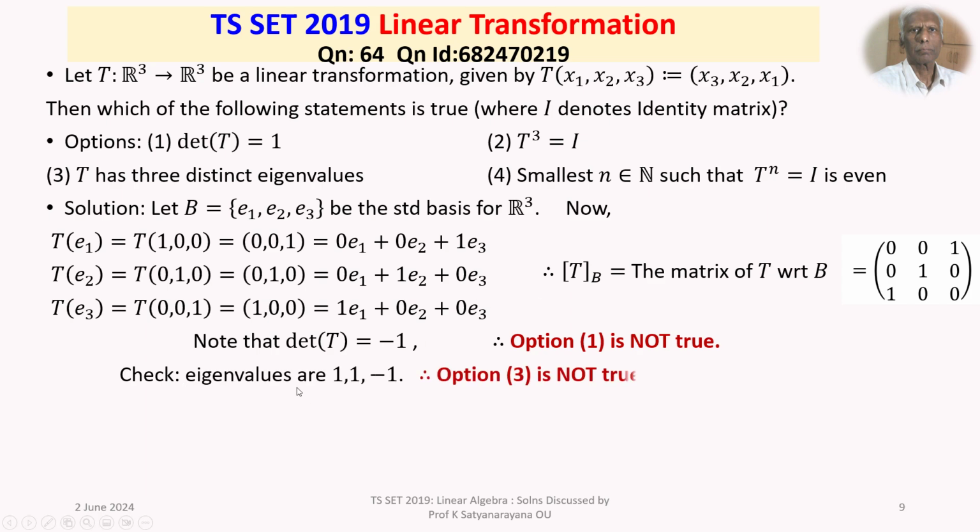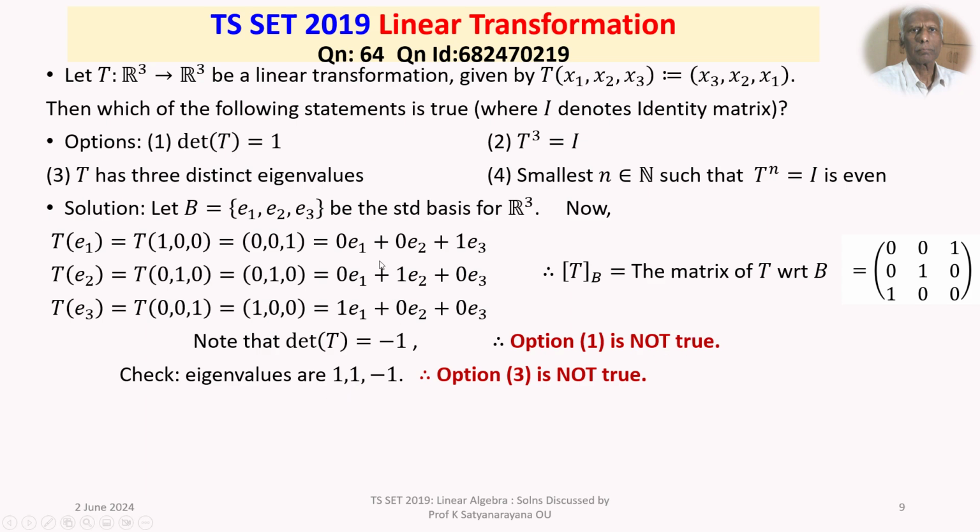Now you check the eigenvalues of this matrix: 1, 1, minus 1. How do we say that? The determinant of T is minus 1, which means the product of the eigenvalues is minus 1, that is lambda 1 lambda 2 lambda 3 is minus 1. And the trace is the sum of the eigenvalues, lambda 1 plus lambda 2 plus lambda 3, which is 1. Then what are lambda 1, lambda 2, lambda 3? They are 1, 1, minus 1.